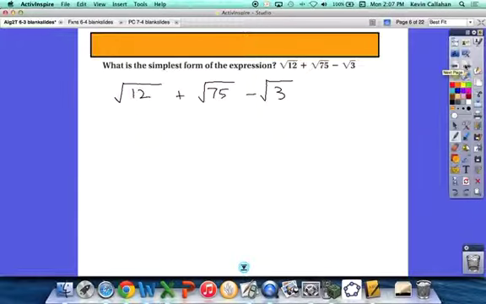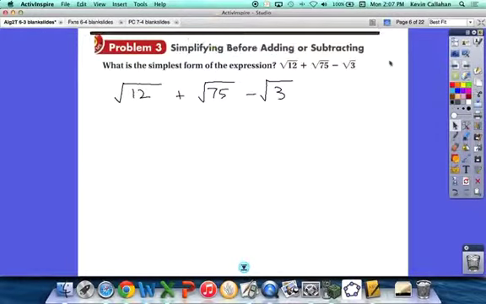Try that one. Are they like radicals? No. See, you might look at that and say, they're not like radicals, can't add them, I'm done. But if they can be simplified, you need to simplify them, because maybe after you simplify them, they are like radicals. So don't say you can't simplify them if you actually haven't tried to simplify them first.